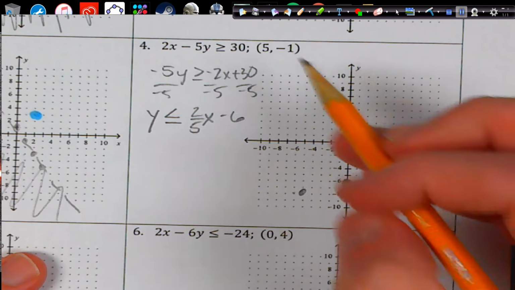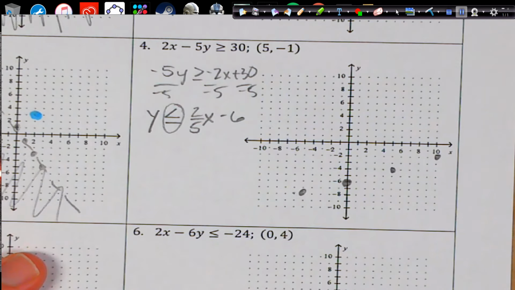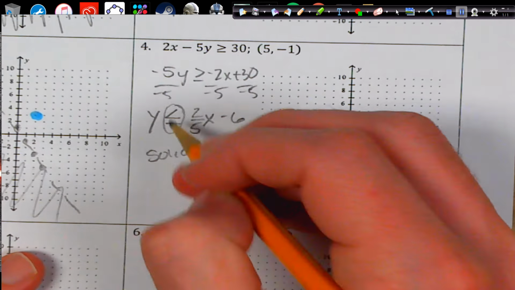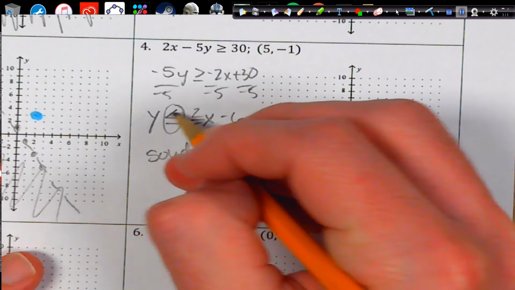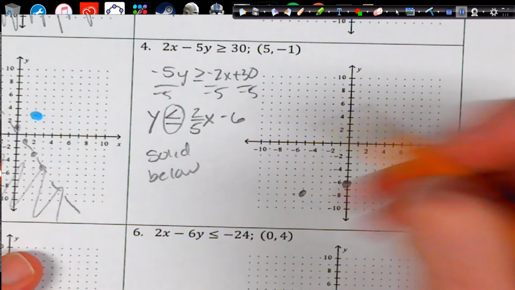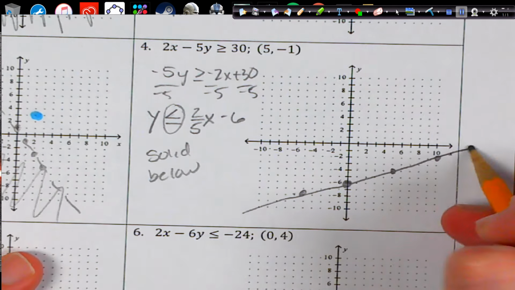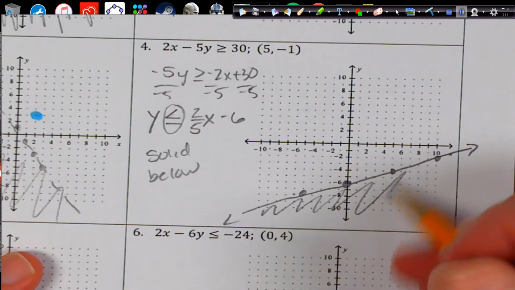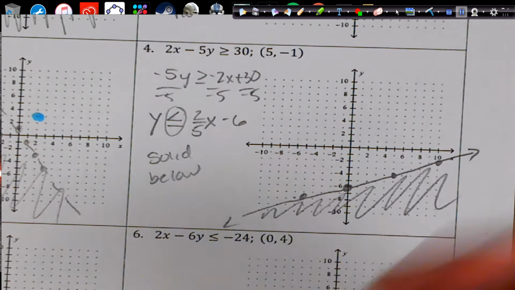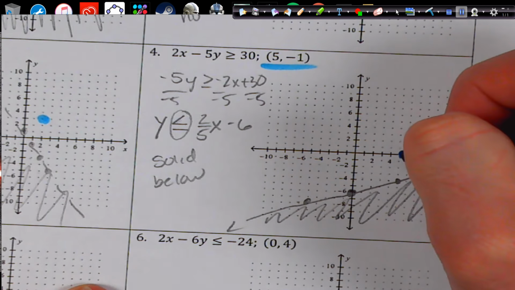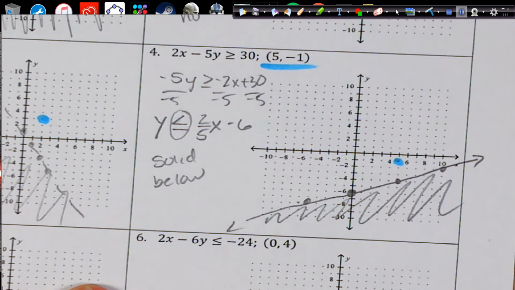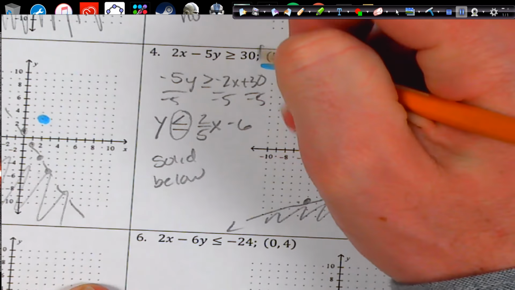Okay. Then we're going to focus right on that symbol, and it's solid. It is a less than symbol, so we're going to shade below. And we find our point at 5, -1. So 5, -1 is not in the shaded region, so this is not a solution. So no.